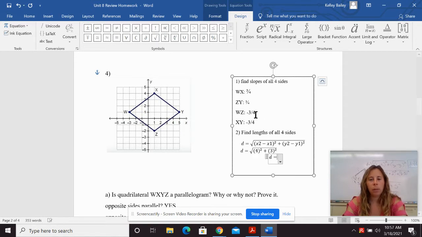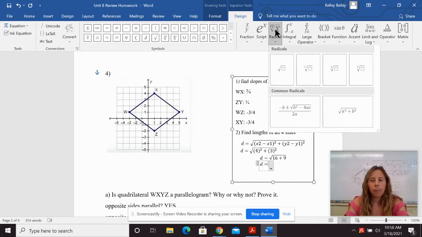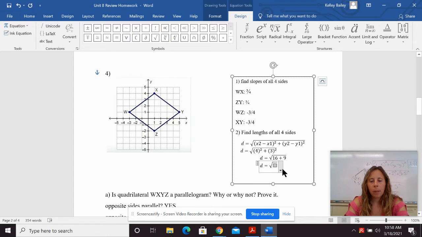So d equals 4 squared is 16 plus 3 squared, which is 9. Oh, it's going to come out nicely. Wow. Okay. So d equals the square root of 16 plus 9, which is 25, which is equal to the square root of 25, which is 5. Right. So there.